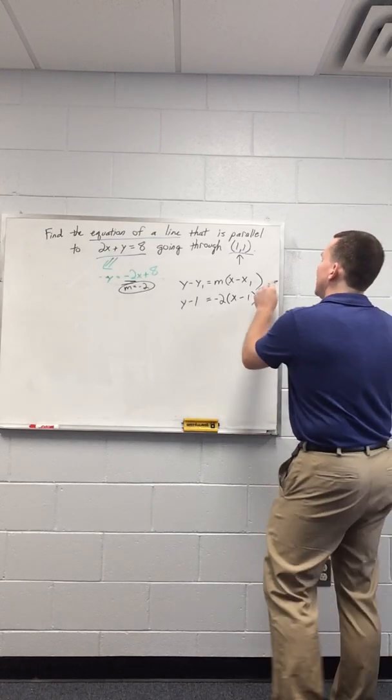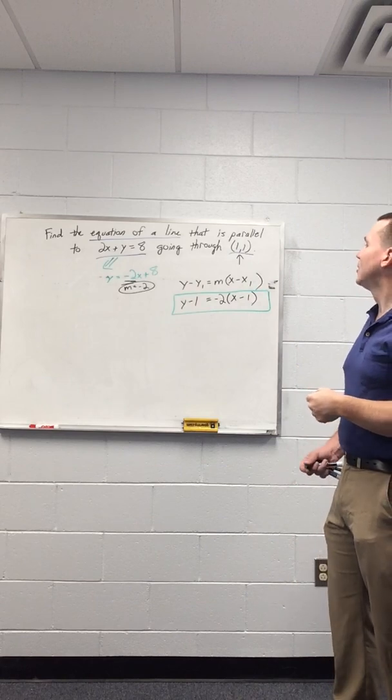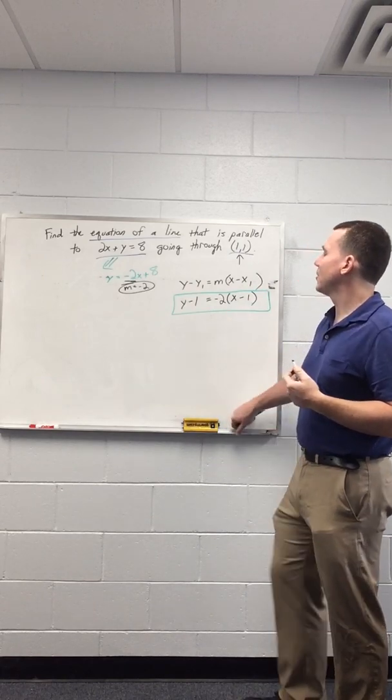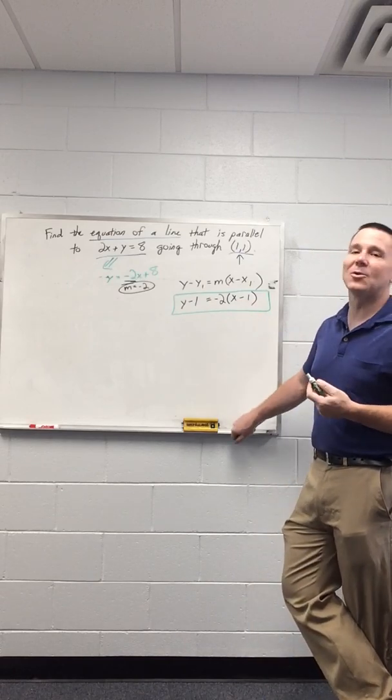So there we go. This is the equation of a line parallel to the first line going through that point. I am actually fine with you leaving your equation like this in point-slope form. I wanted the equation of a line. That's the equation of a line.